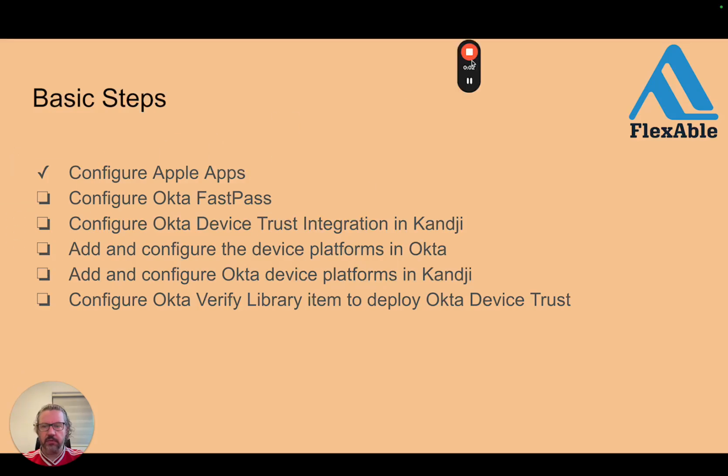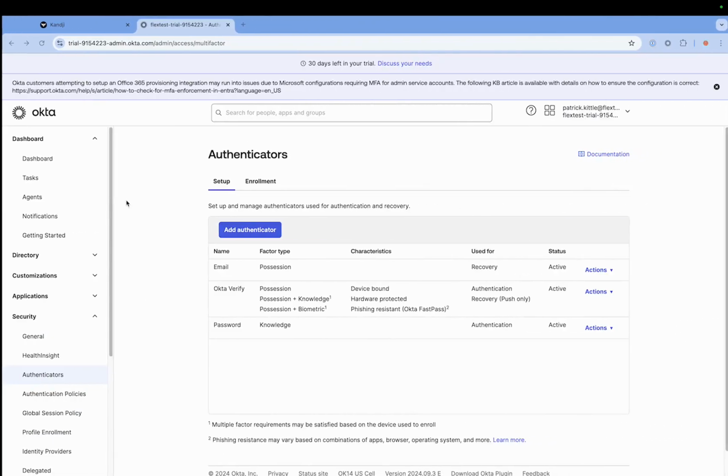Okay, so now we've got the Verify app ready to push to our devices in Kandji and Apple Business Manager. We need to configure Okta FastPass, so we're moving on to step 2.